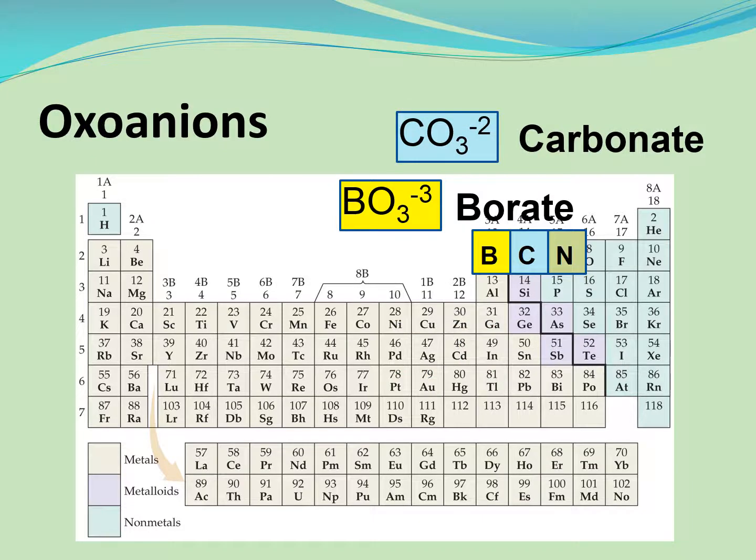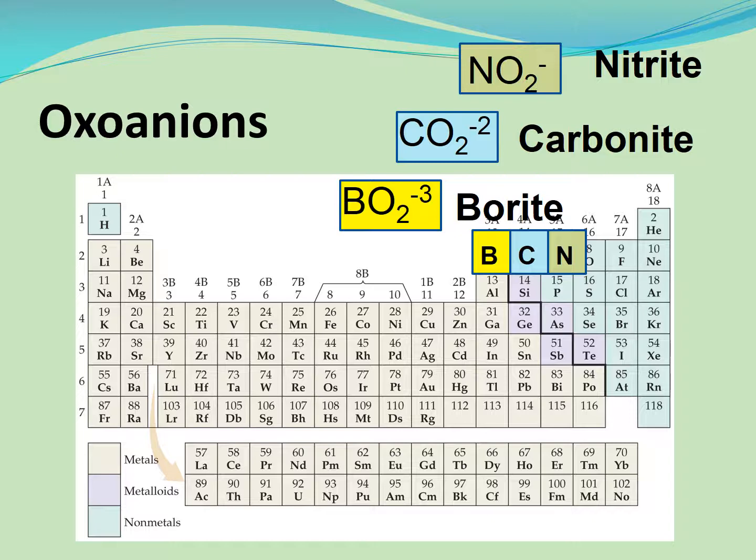A similar trend happens with the oxoanions. If I go from borate to carbonate, the number of oxygens remains the same, but the charge changes. So I go from BO3 minus 3 to CO3 minus 2. Move over one column, and nitrogen gives nitrate, NO3 minus. If you were to think of an O3 anion, it wouldn't have any charge. So there's boron, carbon, and nitrogen, and I have borate, carbonate, and nitrate. And as I move from left to right, the charge reduces.